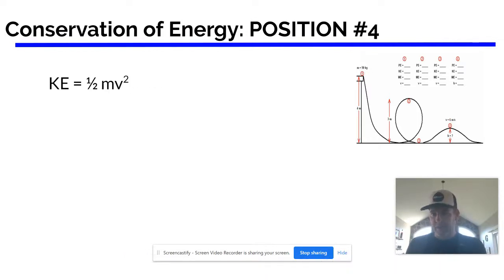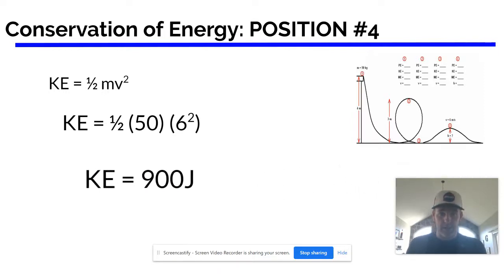Okay, and last but not least, at position 4, we don't know height, but we do know velocity. If we know velocity, then we can solve for kinetic energy. So kinetic energy is 1/2 times 50 times 6 squared, because the velocity is 6. 1/2 times 50 is 25, and 6 squared is 36. So that's going to give us a kinetic energy of 900 joules.